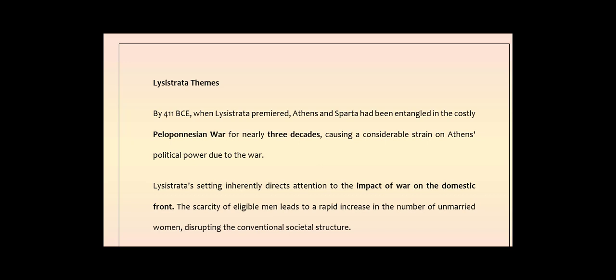To begin with, I'll tell you the context of the play. This is a part of European classical literature, which is essentially based in ancient Greece. By 411 BC, Lysistrata was premiering. That was the time when Athens and Sparta, two city-states, were fighting a war known as the Peloponnesian War, which ran for 3 decades. Now, 3 decades is an expensive war for any country, for any city-state.